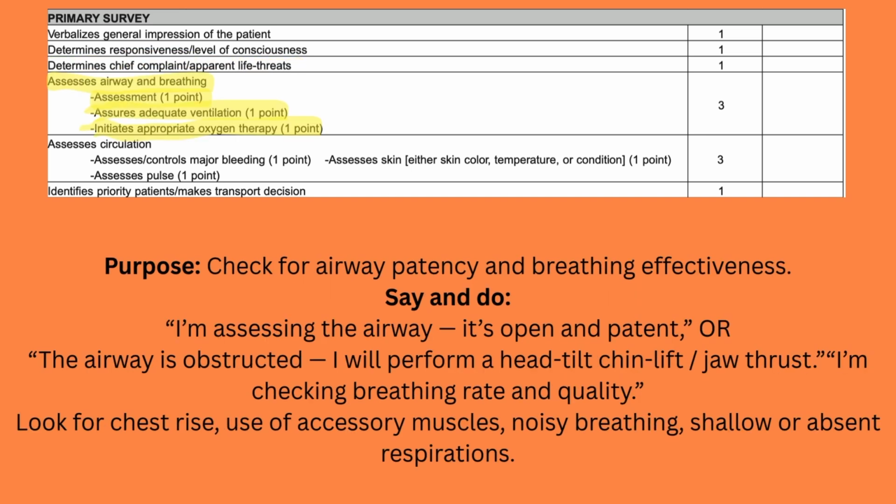We can then assess the airway and breathing. So this is to check for patency and breathing effectiveness. Say and do, I'm assessing the airway. It is open, clear, and patent. Or the airway may be obstructed and you have to perform a head tilt chin lift or a jaw thrust if spinal injuries to open the airway. Check the breathing rate, rhythm, and quality.